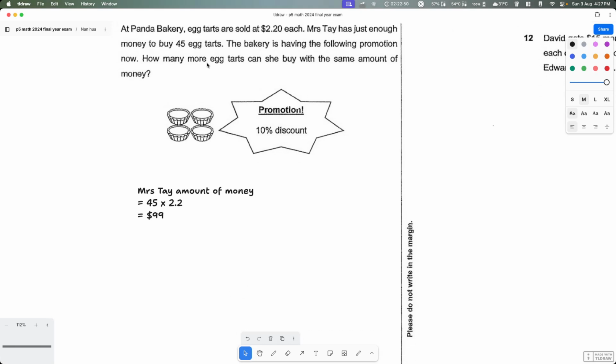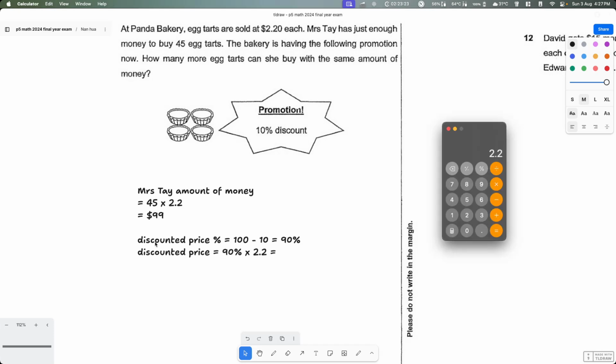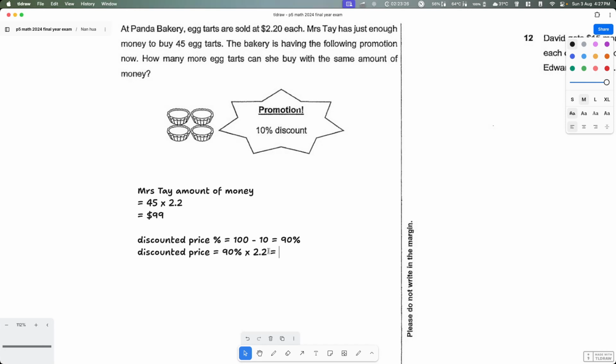The bakery is having this promotion. So how many egg tarts can she buy with the same amount? So 10% discount. The discounted price percentage is equal to 100 minus 10, which is 90%. So the discounted price would then be equal to 90% times the price, which is 2.2. So 2.2 multiplied by 90% will give you $1.98.